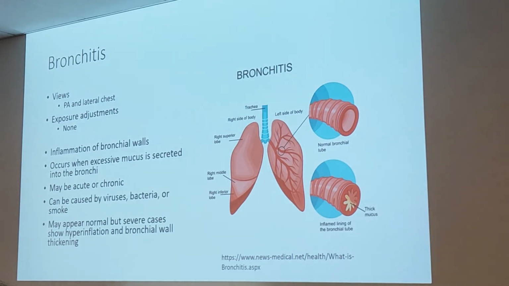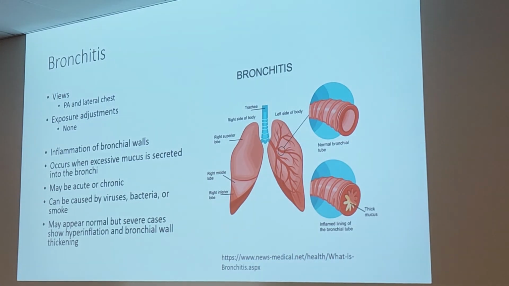Viruses, bacteria, or smoke. Because remember, why do we secrete mucus? Mucus is there to help get rid of foreign particles, right? Trap those particles, expel them from the respiratory system. So if there's viruses, bacteria, if you smoke a lot, all that irritates the bronchi, secretes mucus, tries to get rid of those particles.